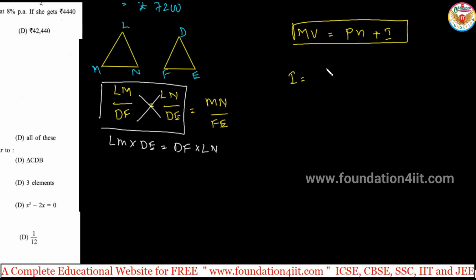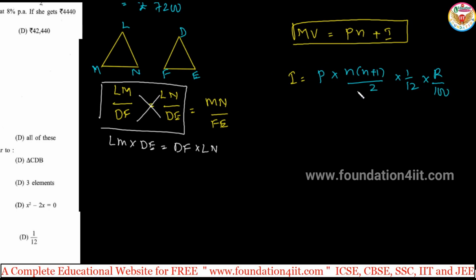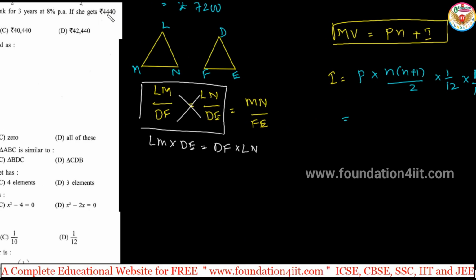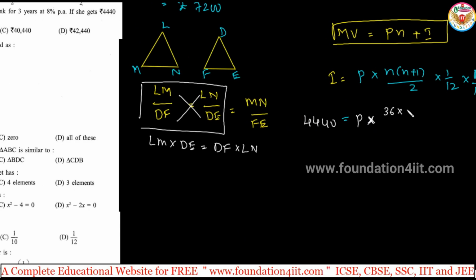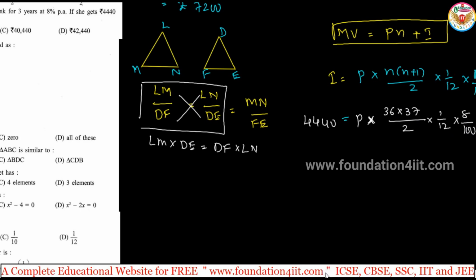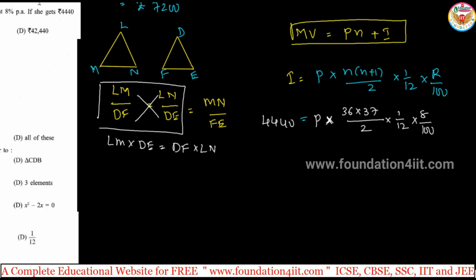Then interest is equal to, as per the formula, P into n into n plus 1 by 2 into 1 by 12 into R by 100. You just have to apply it. Interest is given in the question: if she gets 4,440 as the interest, so 4,440 is equal to P into n into n plus 1. n is always, remember, the number of months; for 3 years, the number of months is 36, into n plus 1, 37, divided by 2 into 1 by 12 into rate of interest 8 by 100. Okay, this you can calculate.